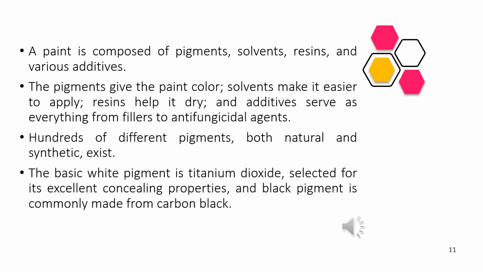Hundreds of different pigments, both natural and synthetic, exist. So there are different types of pigments that are used in the making of paints. These pigments exist naturally and they can also be made synthetically. The basic white pigment is titanium dioxide, selected for its excellent concealing properties, and black pigment is commonly made from carbon black.